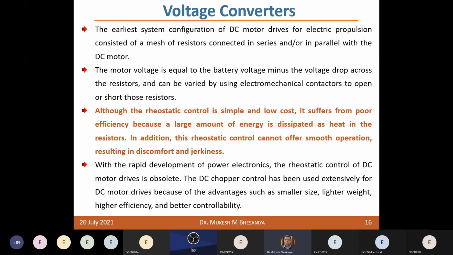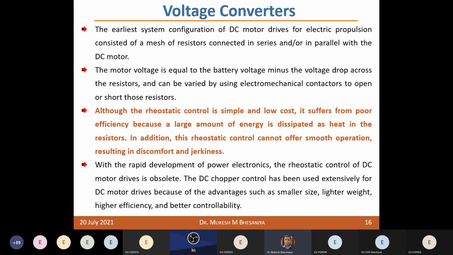Now, when we talk about these converters, the earliest system configuration of a motor drive for electric propulsion consists of a mass of resistors which are connected in series or parallel with a DC motor.